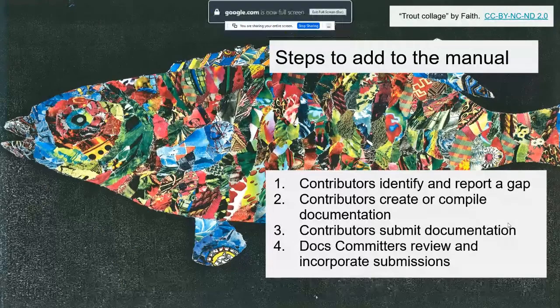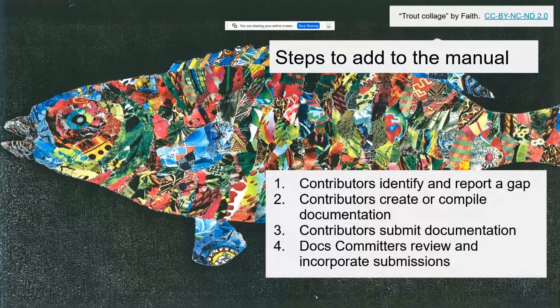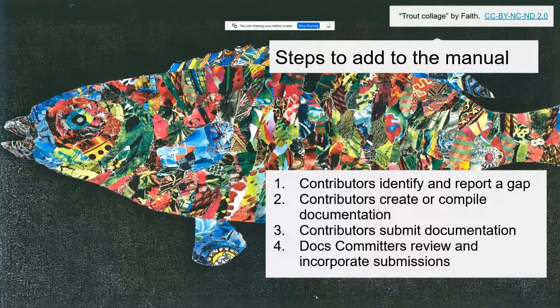So in broad strokes, there are four steps to adding some new information or revising some existing information in the manual. Step one is that a contributor will identify and figure out that there is a gap within the documentation and go ahead and report that. Secondly, it could be the same contributor or another contributor will actually create the documentation or compile it from some other sources, get it all prepared to be included into the documentation. The third step is that the contributors will submit that documentation for review. And then the fourth step is that the documentation committers will review that documentation and then go ahead and incorporate the submissions that are ready.